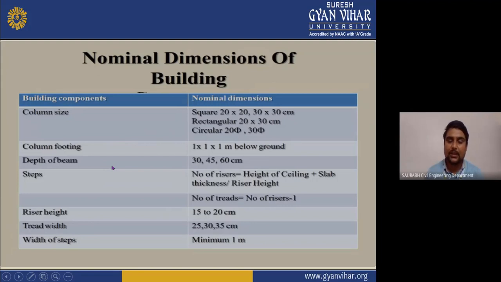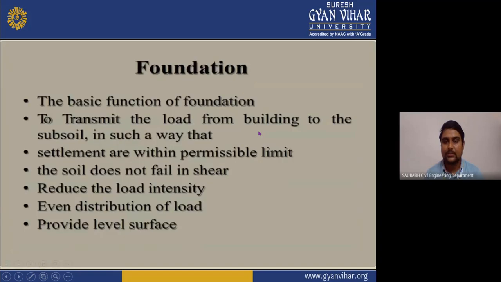And these are also some nominal dimensions of building components. As you can see here, there is also the size of tread, column, and footing, which you need to remember. Now come to the foundation. The basic function of a foundation is to transmit the load from the building to the subsoil in such a way that settlement is within a particular limit, the soil does not fail in shear, it reduces the load intensity, gives even distribution of load and provides a level surface.